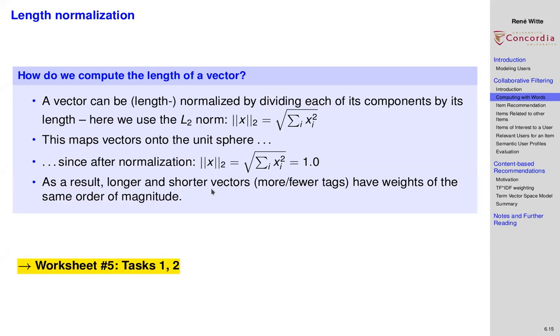This is something we typically do in all the applications we see later. You could have movies that have lots of tags or lots of interactions, and then these vectors end up with a very different length. But after normalizing them, we get vectors with the same order of magnitude, and this helps us make better recommendations and better comparisons.